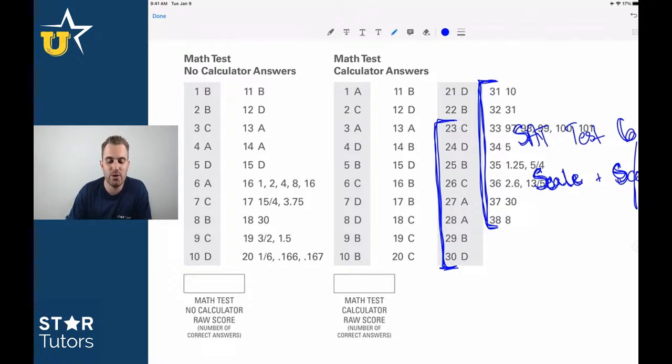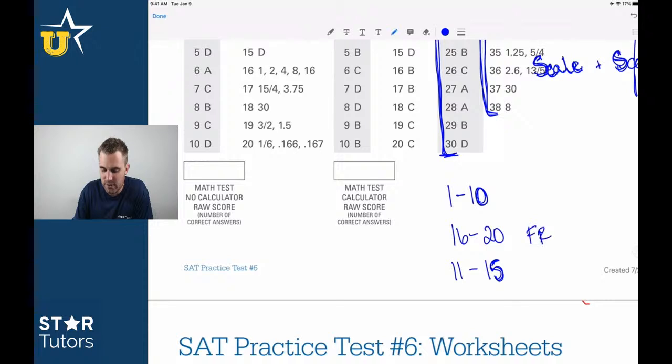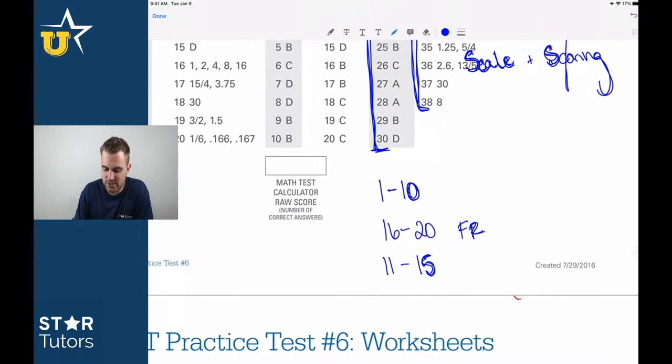What can't we do? Why might it be a good idea on the no calc section to go 1 through 10, and then jump to the free response and go 16 through 20, and then look at 11 through 15, still remembering to skip questions if necessary? Why would it be beneficial on the calculator section to go 1 through 20, then 31 through 38, and then 21 through 30? Why would it be beneficial to do that?